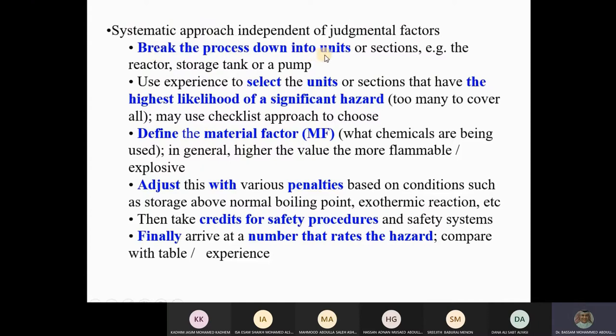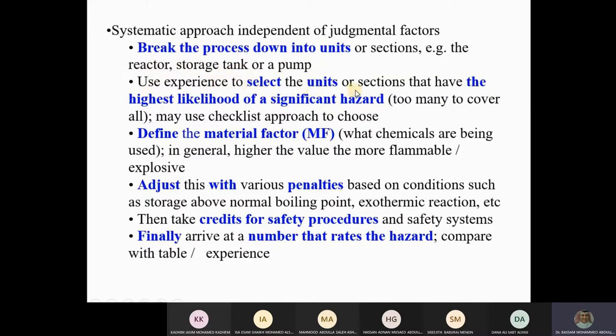Number one, break the process down into units. So put sections, like the reactor by itself, the storage tank by itself, the pump. I'm going to do a hazard study on the reactor. I'm going to do a hazard study on another reactor. I'm going to do a hazard study on a storage tank and so on.